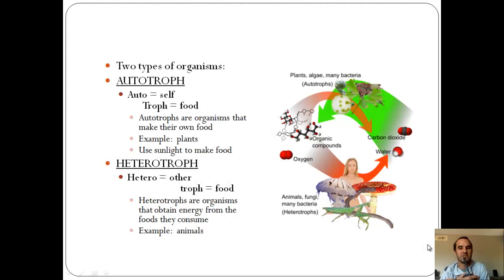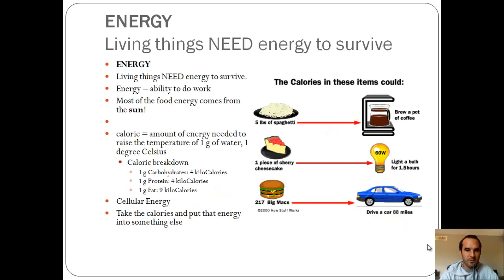Right, so this is a little bit of a review. We got our two types of organisms. It could either be an autotroph, meaning they make their own food. Those would be plants and other things that carry on photosynthesis, or they're a heterotroph. Means they consume other organisms for food. And all living things need energy to survive.